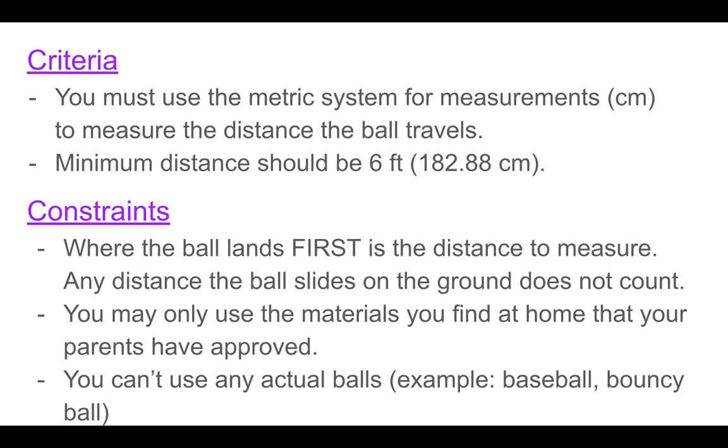Criteria, these are the must-haves. Now, if you have a ruler, you must use the metric system to measure the distance the ball travels. The minimum distance needs to be 6 feet or 182.88 centimeters. That way, they maintain social distance when Gloria and her brother are playing with friends outside of their family.